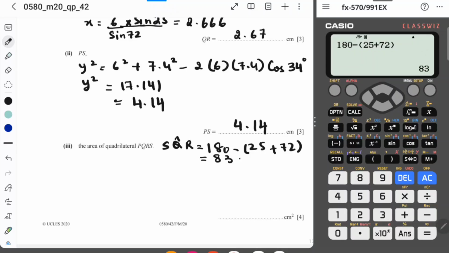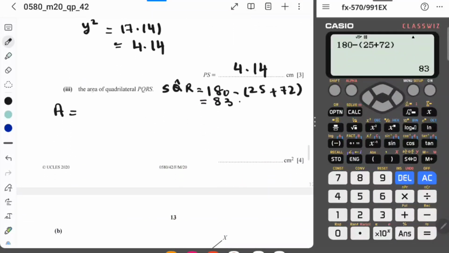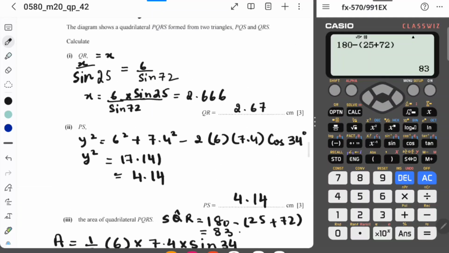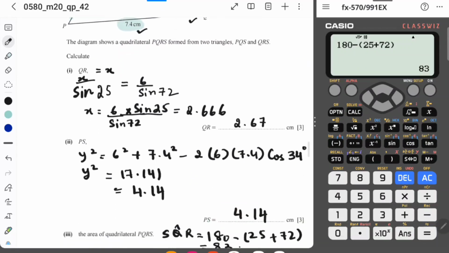So we have the two triangles. The area of the first triangle plus the area of the second triangle will be equal to the area of the whole quadrilateral. The first triangle is half of 6 into 7.4 into sine of 34, and the other one is half of 6 into 2.67 into sine of 83.